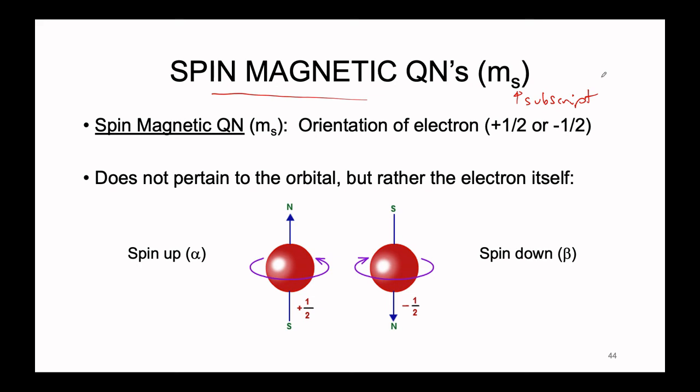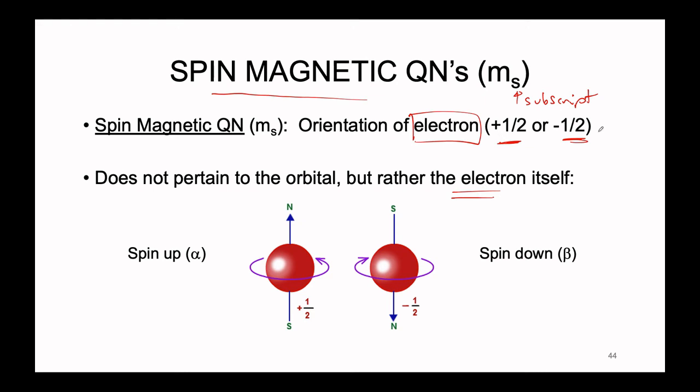Now the magnetic spin quantum number, or m sub s, represents the orientation of the electron itself. Is the electron spinning clockwise, or is it spinning counterclockwise? Is it magnetic north end up, or is it magnetic south end up? The magnetic spin quantum number does not pertain to the orbital, but rather to the electron itself. And we numerically represent this question, right? Is it north end up or south end up, etc., by labeling the electron with a +1/2 or a -1/2. So this is the only fractional quantum number that we have.